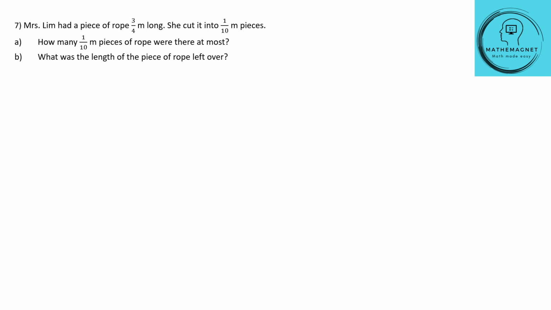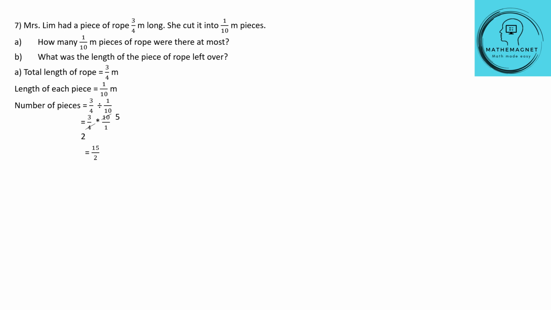So let's solve the A question first. Let's write down the information that we have. Total length of rope is 3 by 4 meters. Length of each piece is 1 by 10 meters. So to find the number of pieces, it will be 3 by 4 divided by 1 by 10, that is 3 by 4 into 10 by 1. Now 4 and 10 cancel out using the two tables. 4 becomes 2, 10 becomes 5. So that will become 3 into 5 by 2, which is equal to 15 by 2.